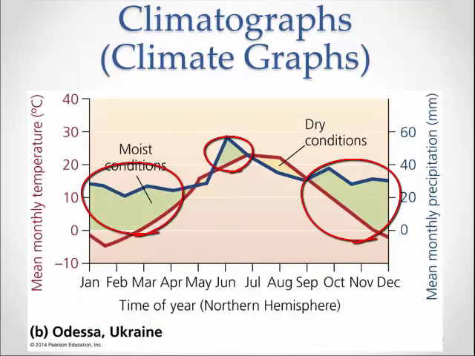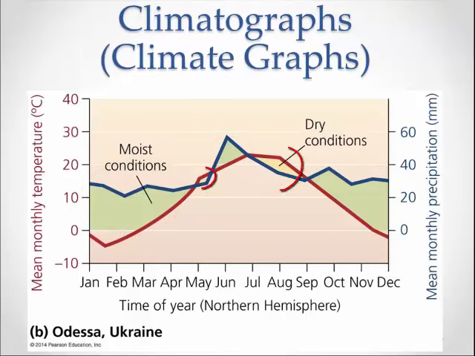Moist conditions are present when the blue line is above the red line. Likewise, dry conditions exist when the blue line is below the red line. Keep these details about climatographs in mind as you read about each biome and examine its corresponding climate diagram. Practice interpreting the climate diagrams as you read through the biome section of the textbook.